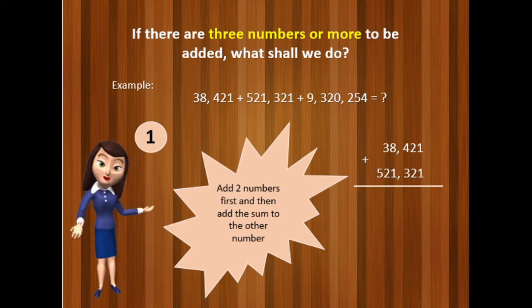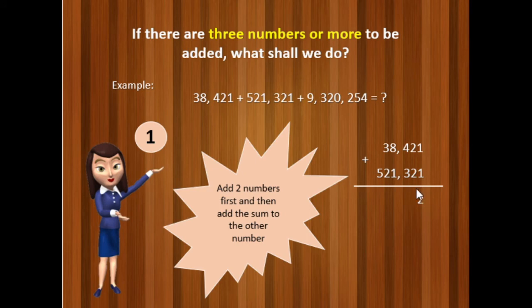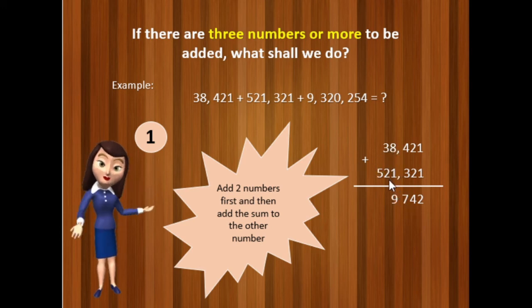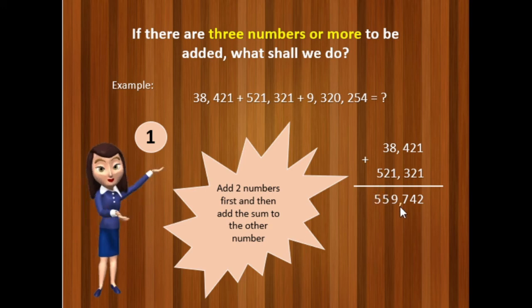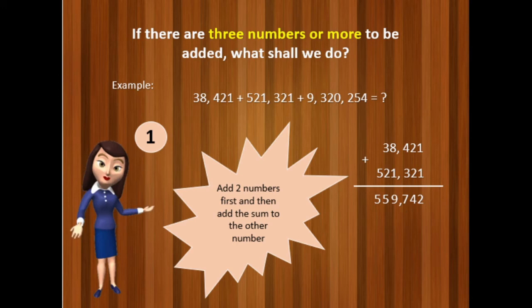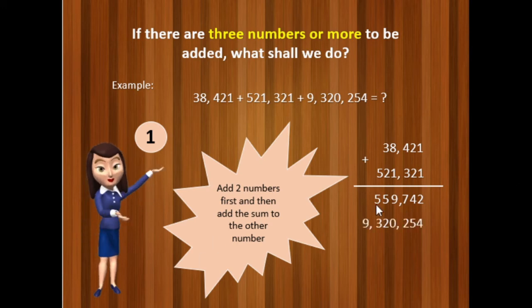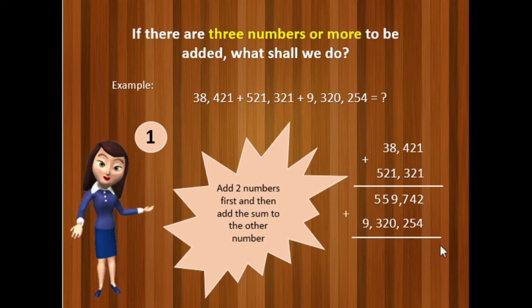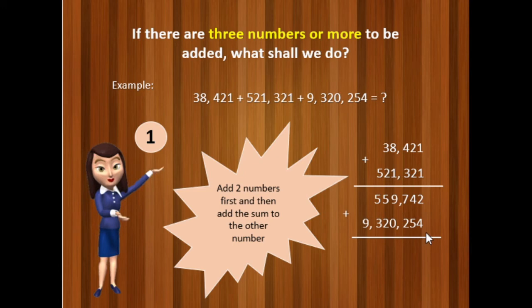1 plus 1, 2. 2 plus 2, 4. 4 plus 3, 7. 8 plus 1, 9. 3 plus 2, 5. And bring down 5. This is our first sum. We still have to add 9,320,254. That is our third number.